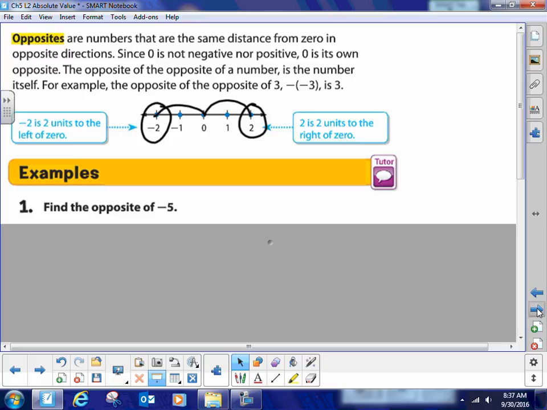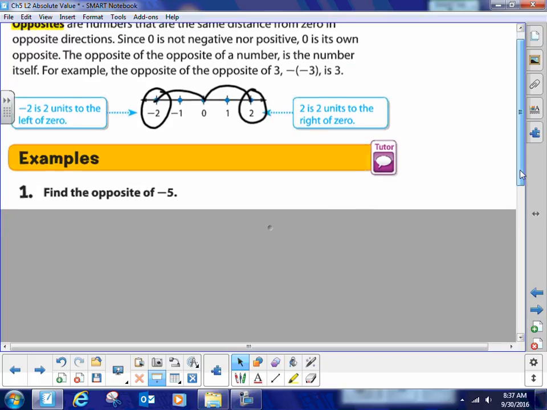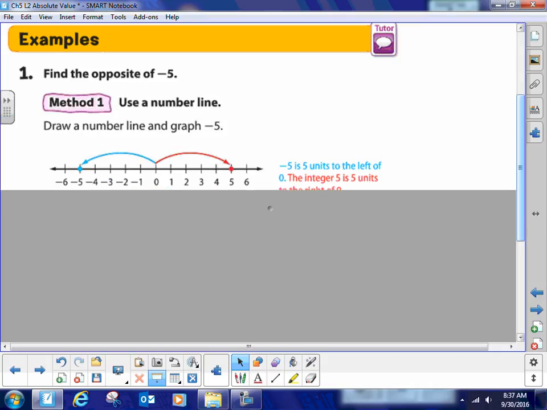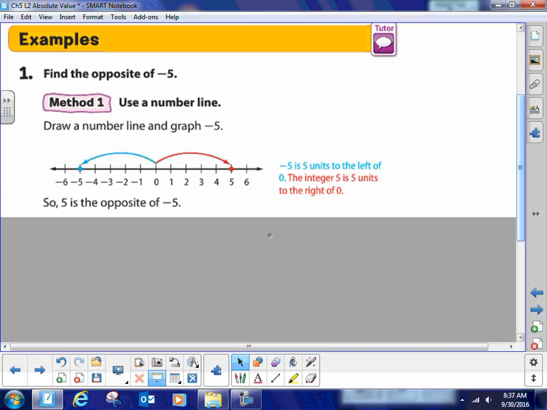All right. My first example is find the opposite of -5. Now, there are 2 ways in which they want to show you. One is using a number line. You draw a number line and graph -5. Ta-da! -5 is 5 units to the left of 0. The integer 5 is 5 units to the right of 0. So you're going in the opposite direction. So 5 is the opposite of -5.